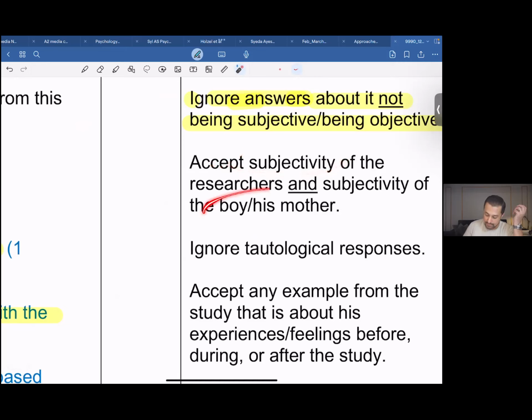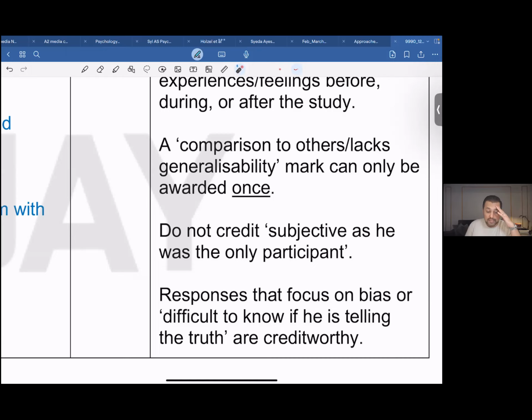Students at times, like I mentioned a minute earlier, try to gain marks out of a point multiple times. That doesn't happen. The examiners wouldn't fall victim to that. Do not credit subjective just because he was the only participant. If you know the study, you'd understand this. Responses that focus on bias or difficult to know if he is telling the truth are creditworthy again.